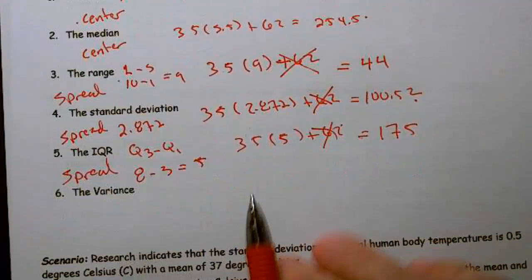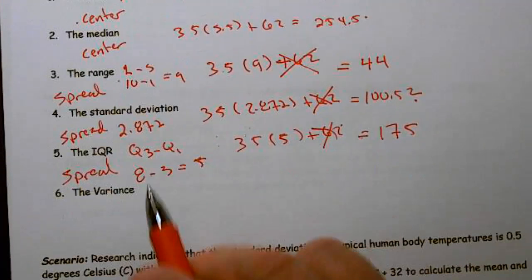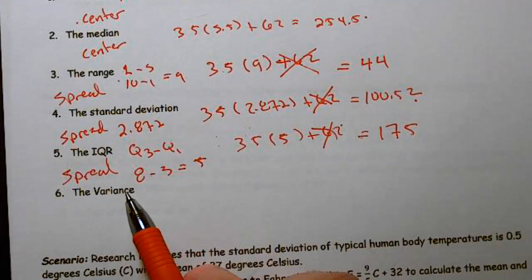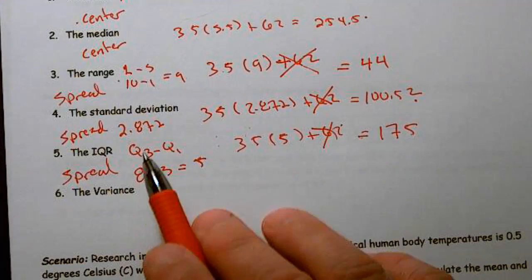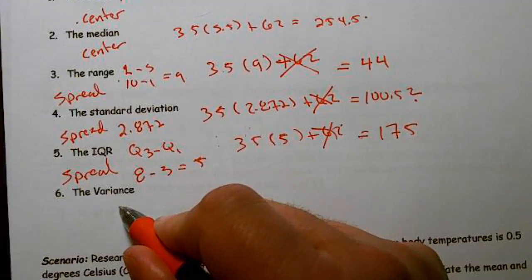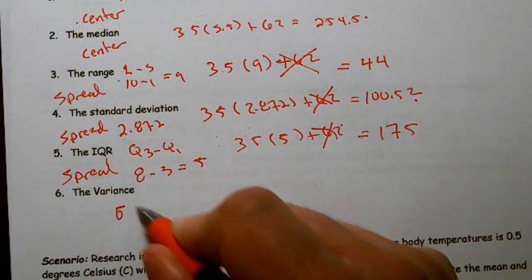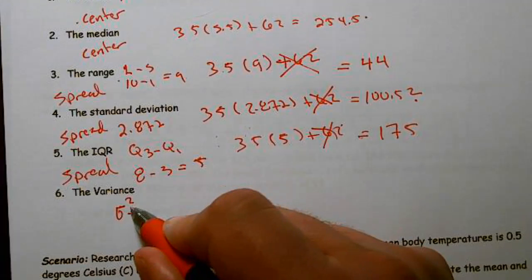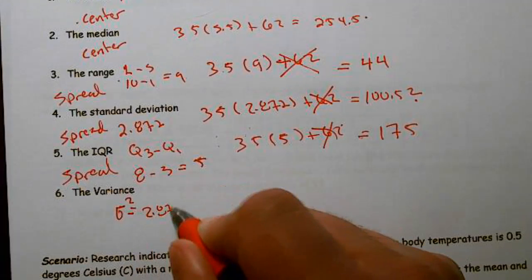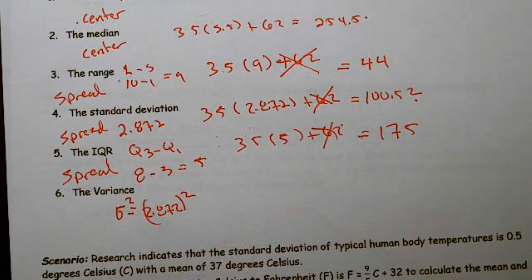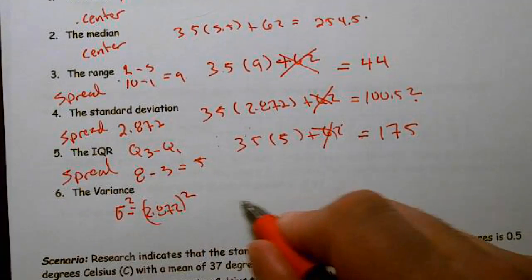And then lastly, we have variance. All right, so variance is standard deviation squared. So our variance is going to be 2.872 squared. All right. Now this is also a measure of spread, but this one's different.